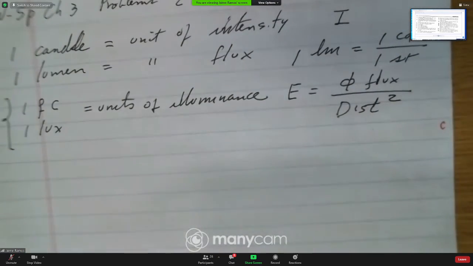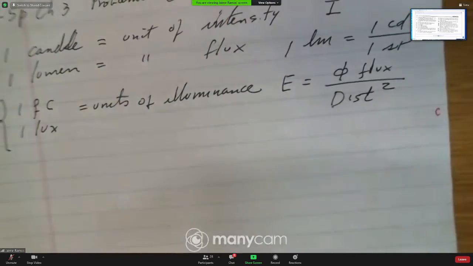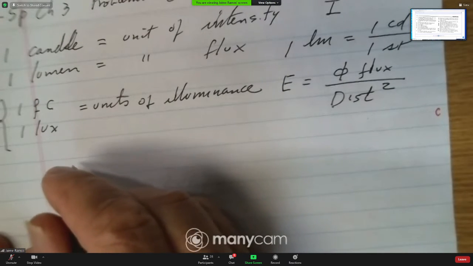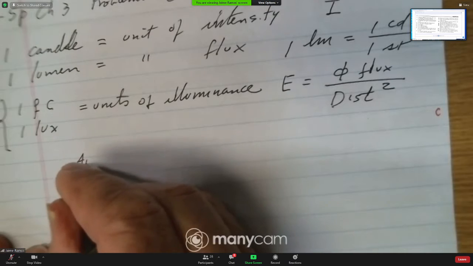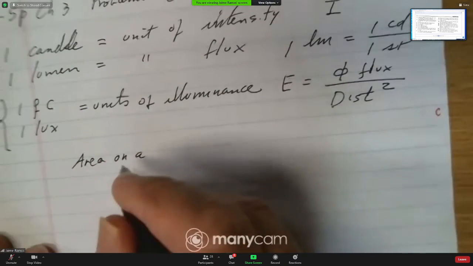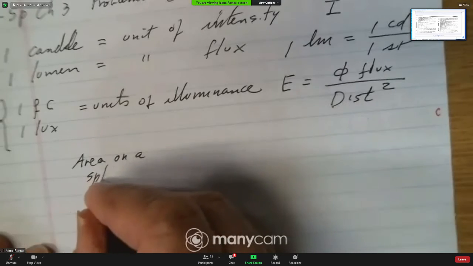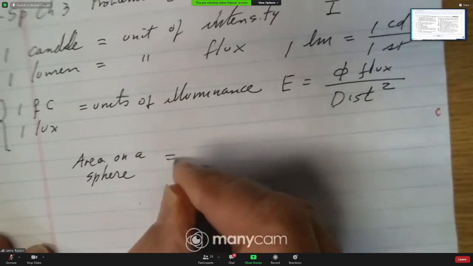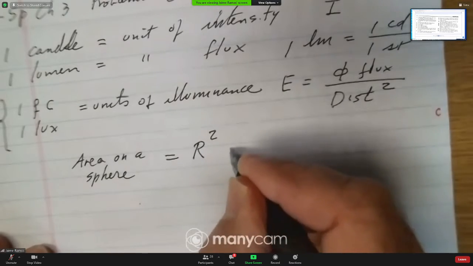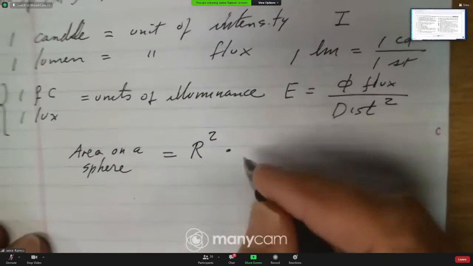Okay, so then we can also define solid angle, and so, okay, area on a sphere equals r squared times the solid angle.